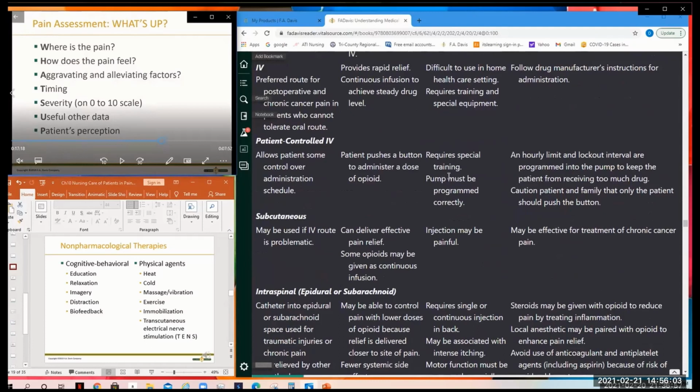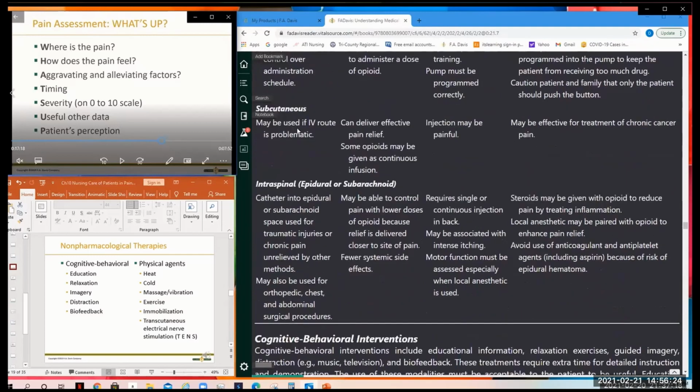Requires special training. Pump must be programmed correctly. An hourly limit and lockout interval are programmed into the pump to keep the patient from receiving too much drug. Caution the patient and family that only the patient should push the button.